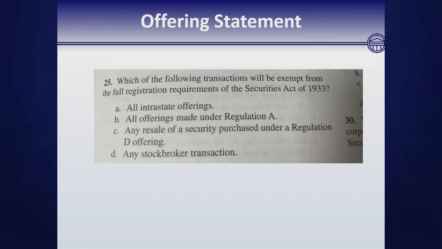So C says any resale of a security purchased under a Regulation D offering. Under Regulation D, the securities can't be resold for 2 years. And then D is not your answer either, because there's no such exemption, any stockbroker transaction. And so the answer here to this question is B, and only B.